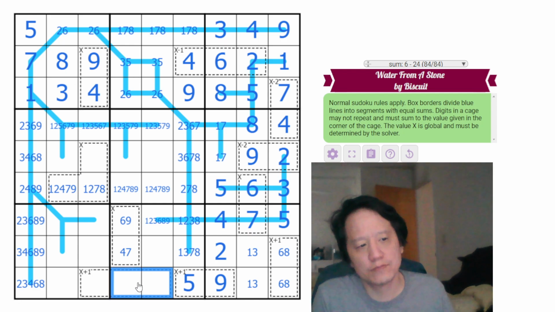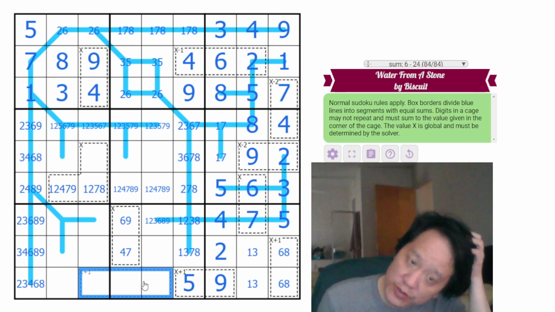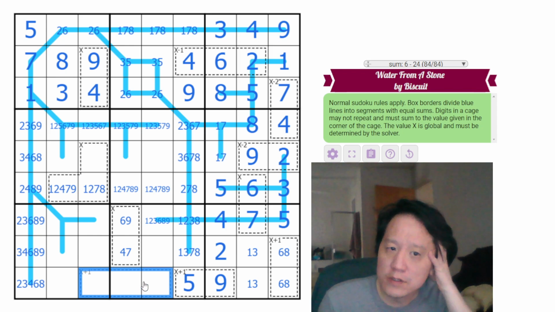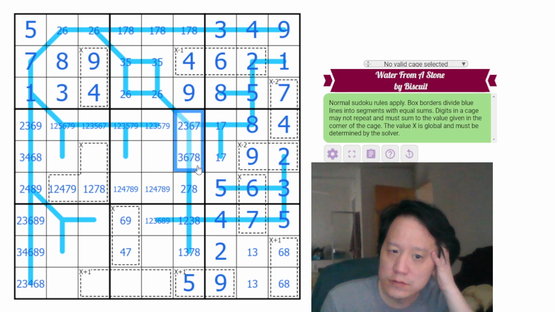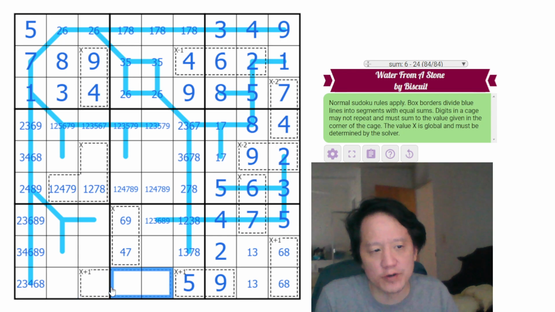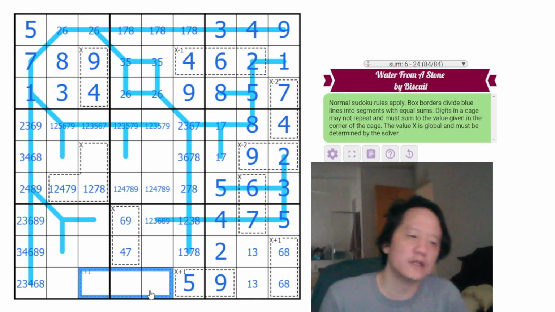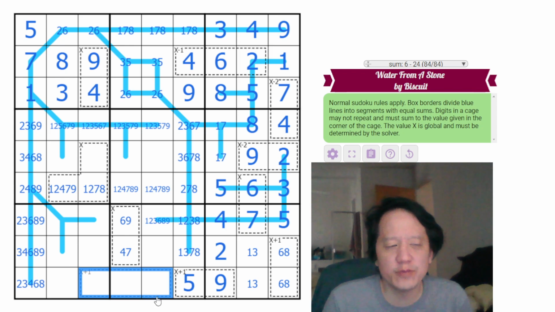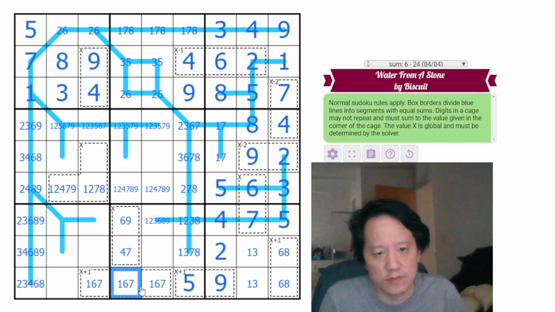Okay. What are the possibilities for 14? Okay. So this is 6. There is no 5 or 9. So 14, it would have to be 1, 6, and 7, which I guess is possible. So 1, 6, and 7, 14.